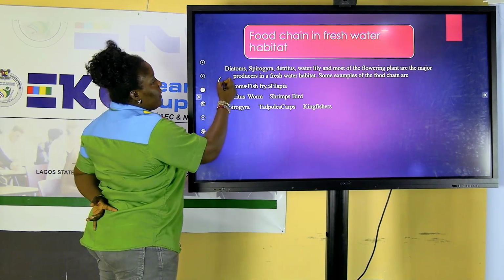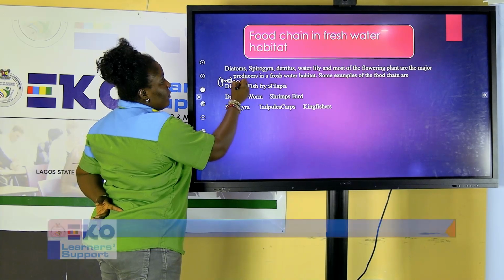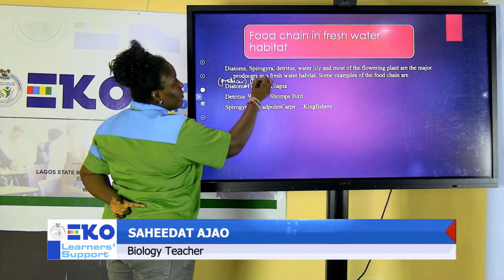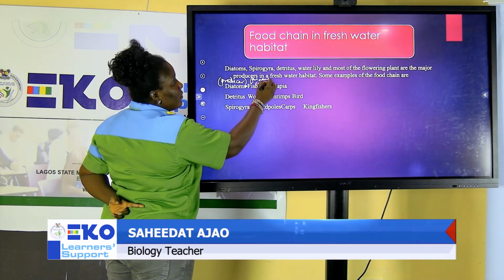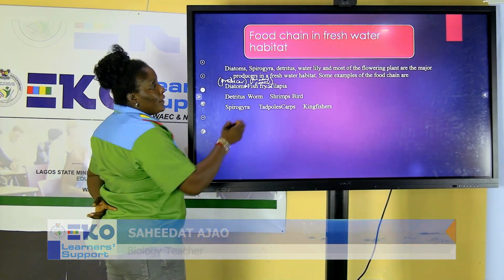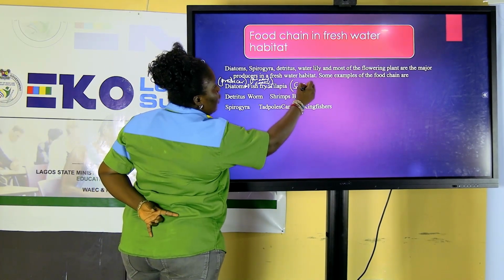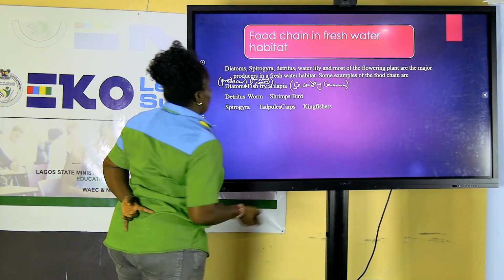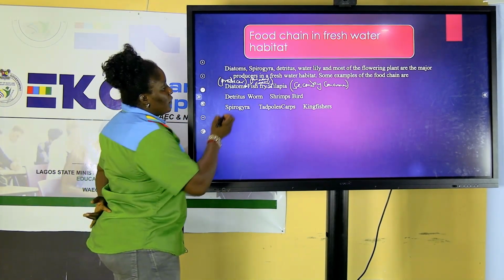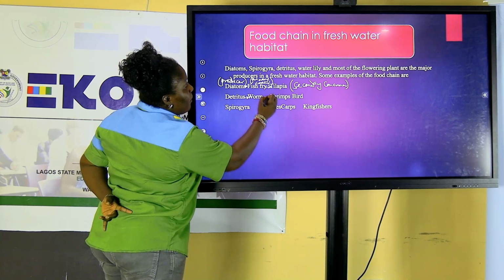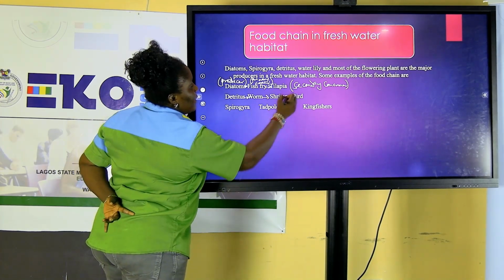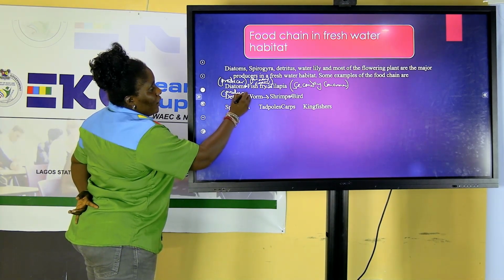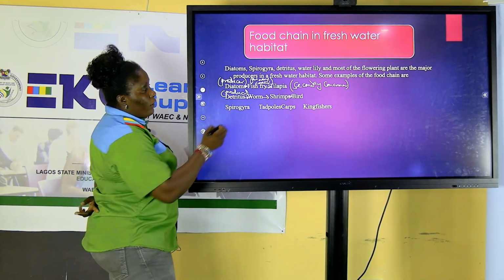So the diatom is serving as the producer, while the fish fry is the primary consumer. The tilapia is the secondary consumer. So the next one, we have the diatoms, worm, shrimps, and bird. Don't forget, this is the producer. The worms will be the what? Primary consumer.